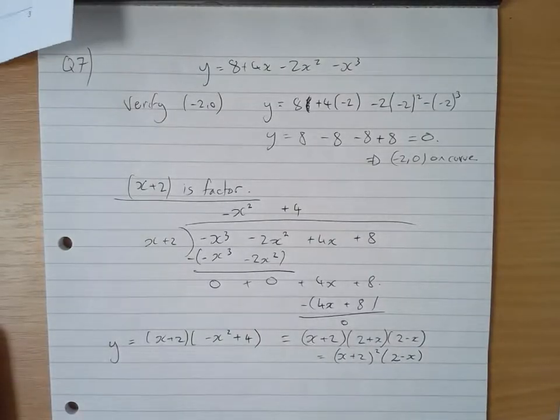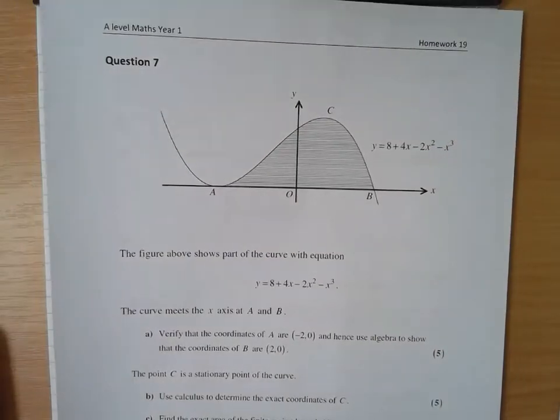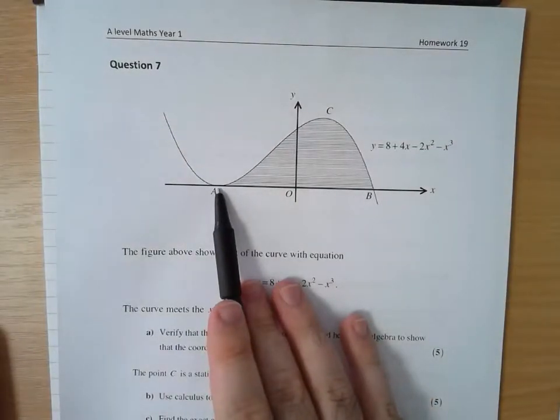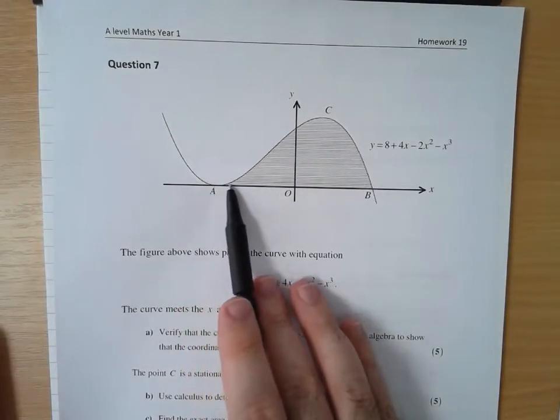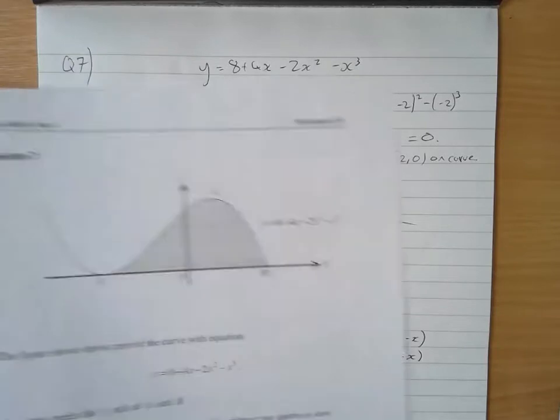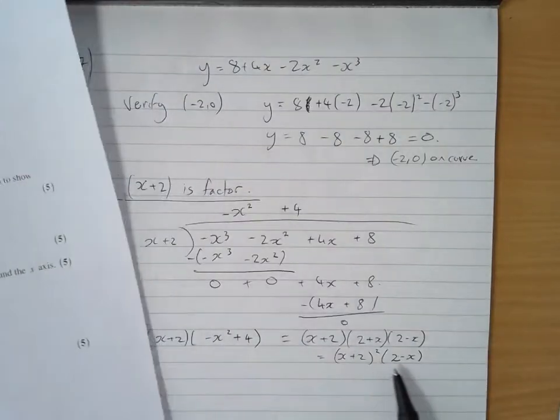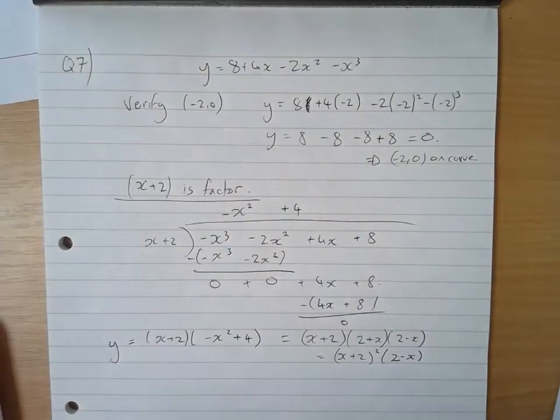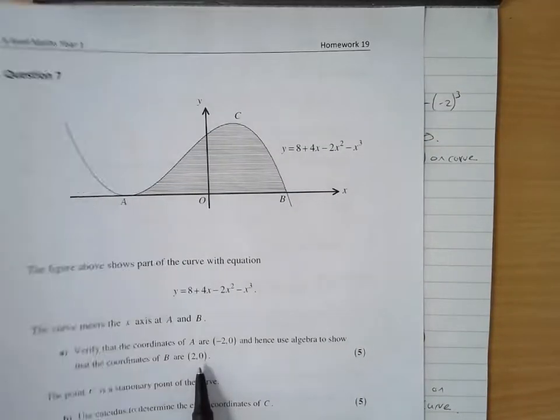If we look back at our diagram, we should have expected x plus 2 to be a repeated root, because the graph has touched here, which is what we ended up finding here. And our other one here is 2 minus x, so 2, 0 is on the curve, which is what we were asked to find using algebra.